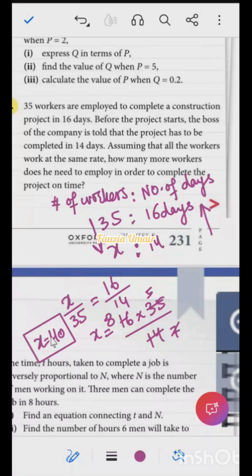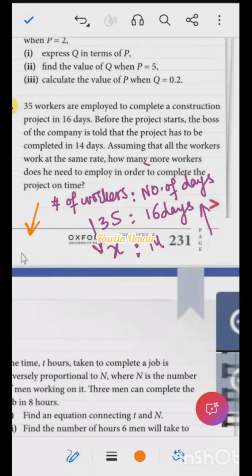Acha, now the question is not how many workers are to be used. The question is how many more workers. So how many more workers? Earlier there were 35. So how many more this time? 5. What are the assumptions they're asking you? It's not there. Okay? So assuming that all the workers work at the same rate. Okay?